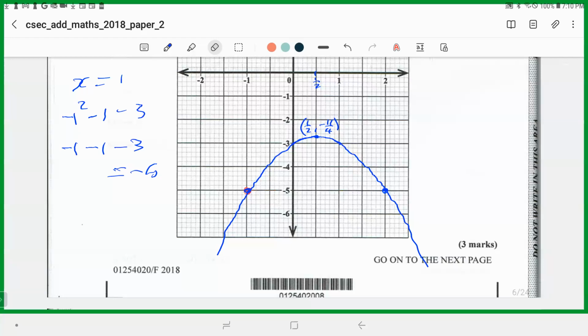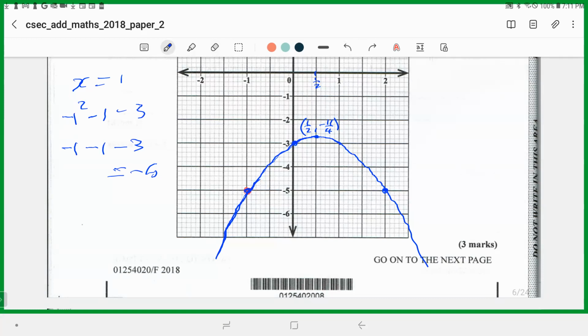A quadratic graph, so it is symmetrical. Then show the y-axis intercept, which is here, and the maximum point, which is there. And I put on 2 additional points to sketch it. That's it.